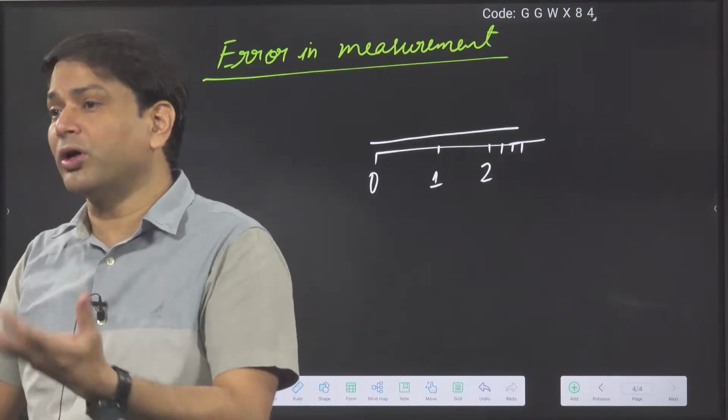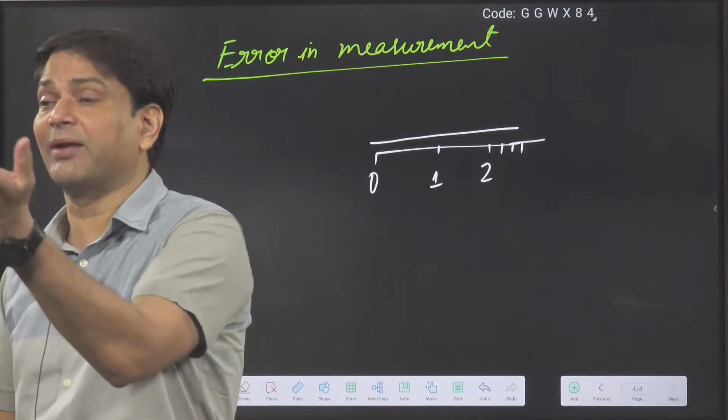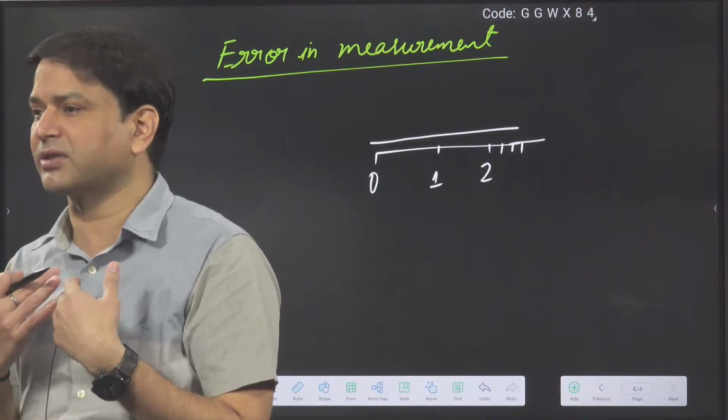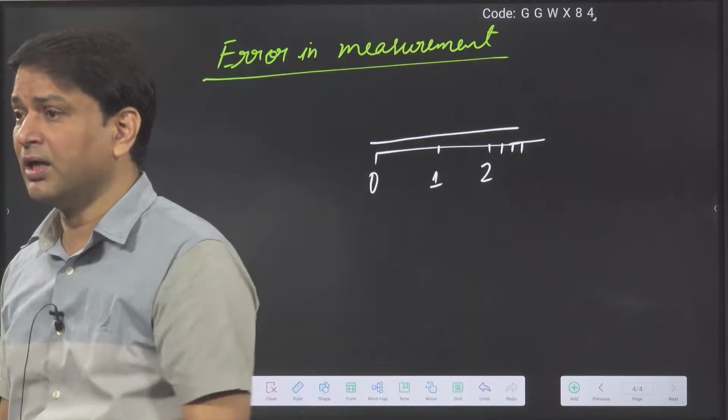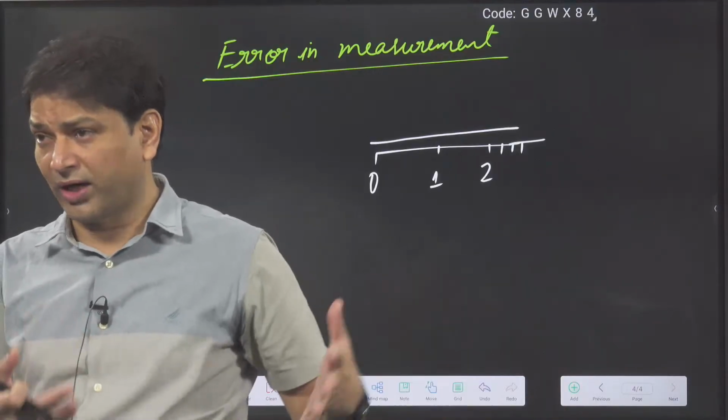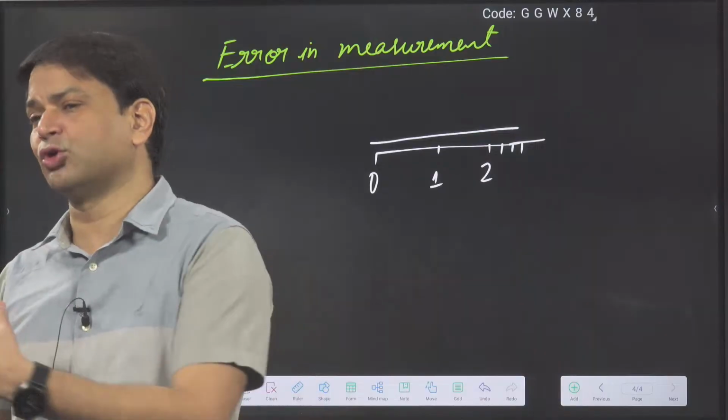The reason is, we don't have that instrument which can measure exactly. So I have the normal scale. Its least count is what? 0.1 centimeter. So either I can say 2.1, 2.2, or I can say 2.3.